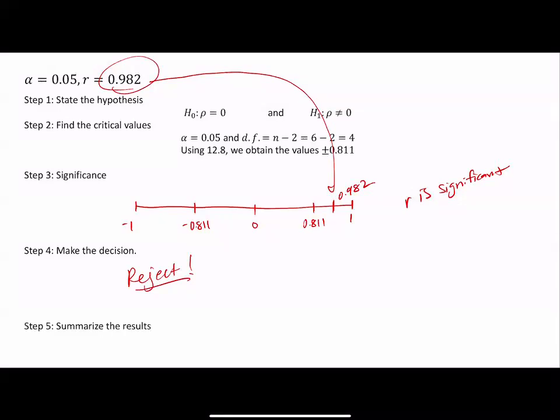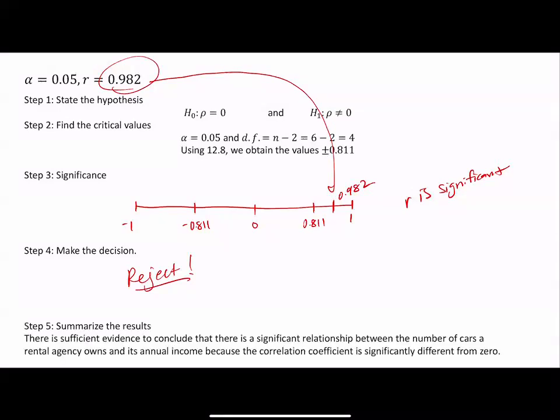And now for summarizing the results, we will say there is sufficient evidence to conclude that there is a significant relationship between the number of cars, which is our X, a rental company agency owns, and its annual income, which is our Y, because the correlation coefficient is significantly different from 0.